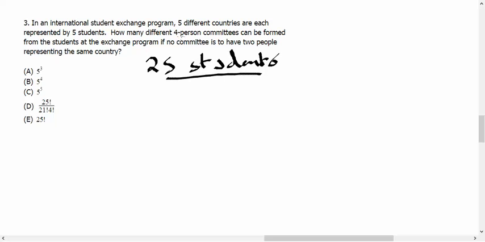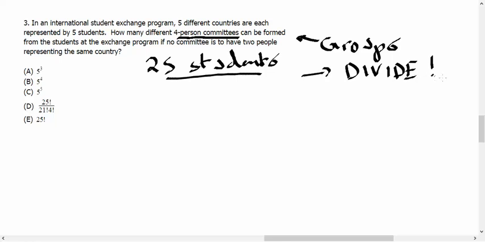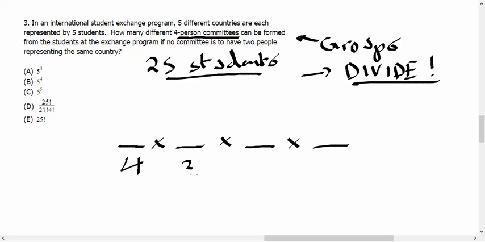Now we're also choosing 4-person committees. It says 4-person committees. Committees are groups, right? So that means groups. And of course that means divide. Groups, that means divide. All right, so let's take a look. So we're choosing 1 person and another person and another person and another person so far. We're going to divide. So we're choosing 4 people. So we have to divide by 4, 3, 2, and 1, as usual.